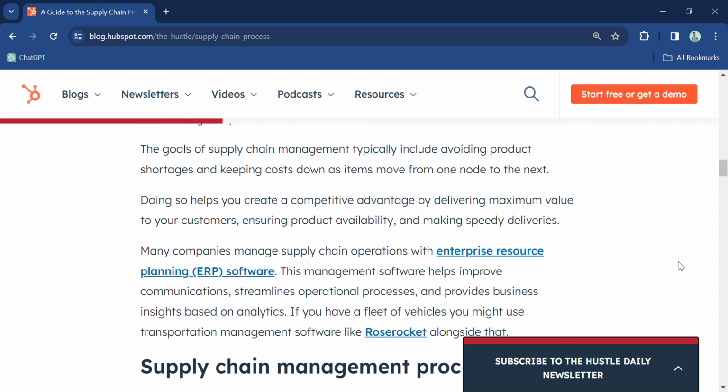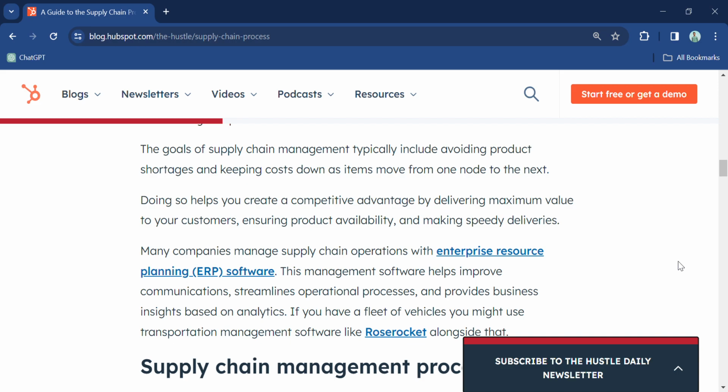preventing disruptions, and more. The goals of supply chain management typically include avoiding product shortages and keeping costs down as items move from one node to the next. Doing so helps you create a competitive advantage by delivering maximum value to your customers, ensuring product availability, and making speedy deliveries. Many companies manage supply chain operations with enterprise resource planning, ERP, software. This management software helps improve communications, streamlines operational processes, and provides business insights based on analytics.